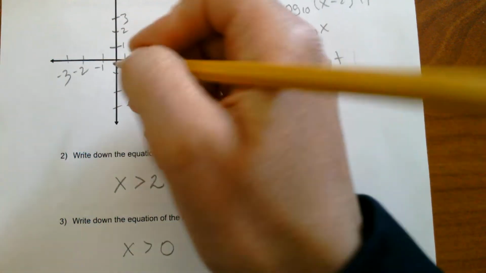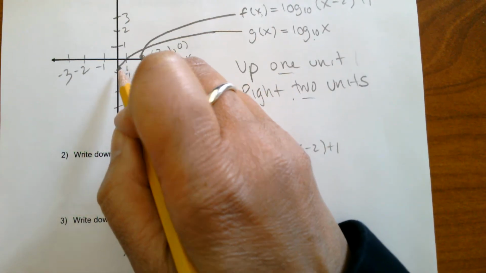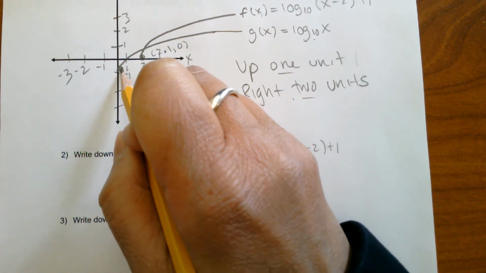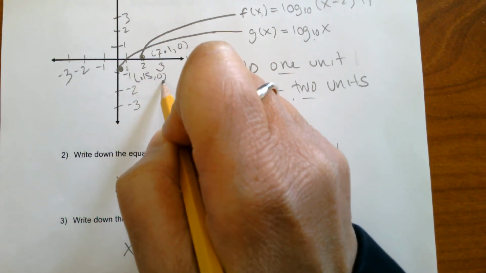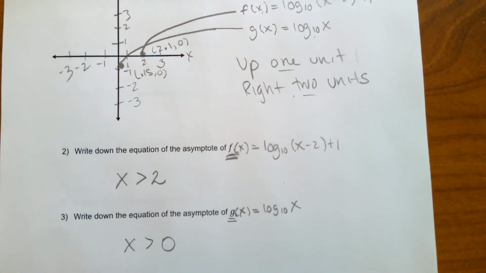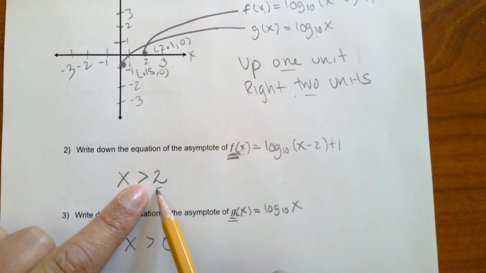0.15, that's fine. This is 0.15. It's not actually even touching the y-axis, everybody. It looks like it is, but it's not. So that is 0.15 comma 0. Not actually touching that y-axis. Isn't that amazing?